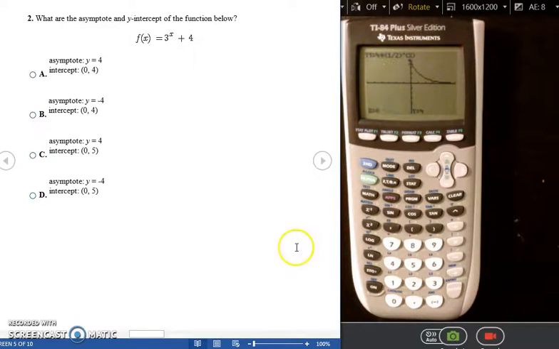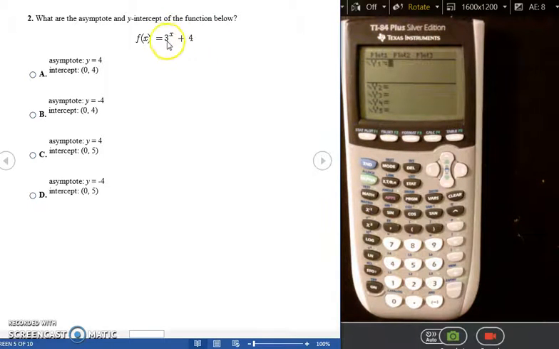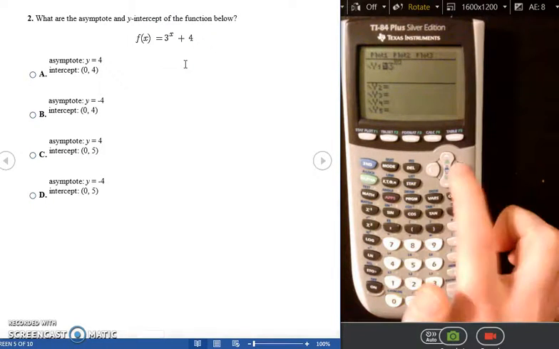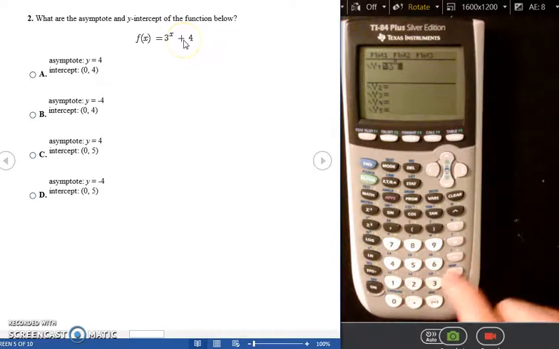This next question asks you to find the asymptote and the y-intercept of the function below. And so the first step is to go into y equals, clear out what's there in y1, and then just type this new function into y1. So I have 3 caret button x, and then the x is the only thing in the exponent, so I'm going to right arrow out, plus 4.